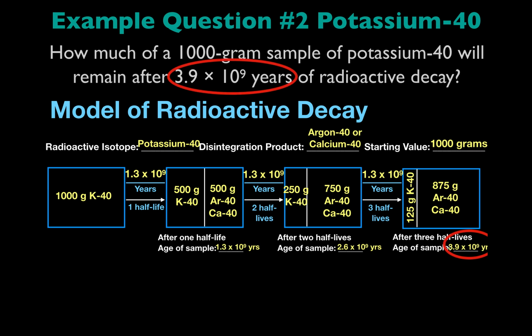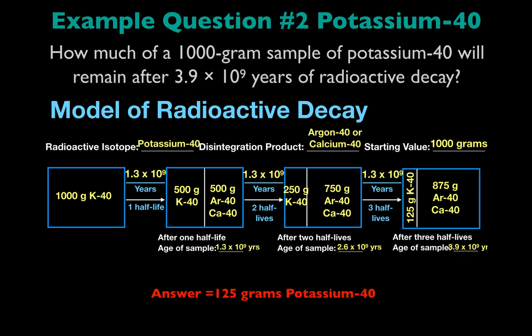At this point, we have answered our question because we want to know how much of a 1,000 gram sample will remain after 3.9 times 10 to the 9th years, and our answer to this question is going to be 125 grams of potassium-40.